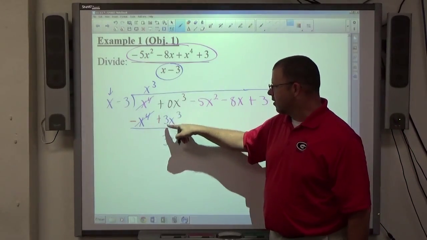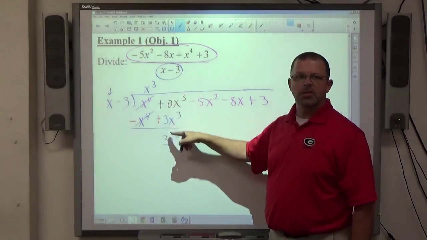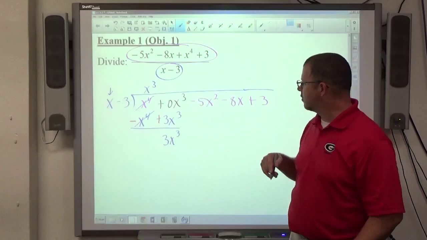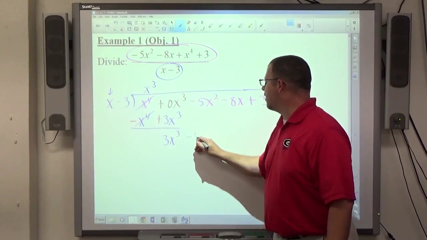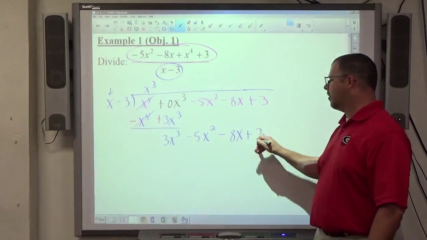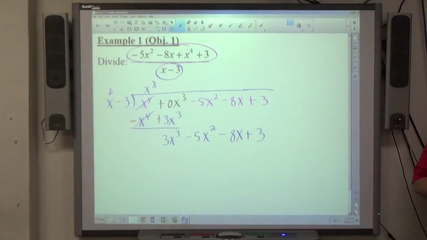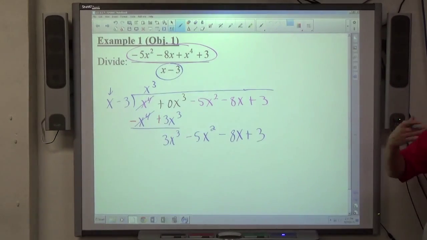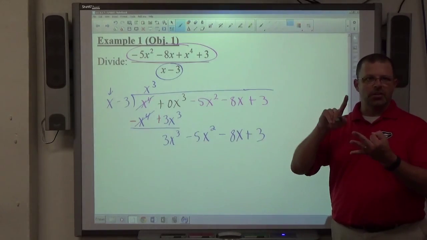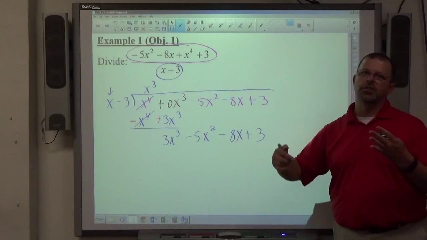The reason I put it there is because x cubed showed up, so I had a place to put it. I didn't put it underneath this and all of a sudden think that something was supposed to happen with those two things. I bring everything else down as is. So minus 5x squared minus 8x and plus 3 all move down. And we continue along and do the process again. The division process is just a repeating process. We keep doing this. Divide, then multiply, then change signs, then combine like terms, bring everything else down.